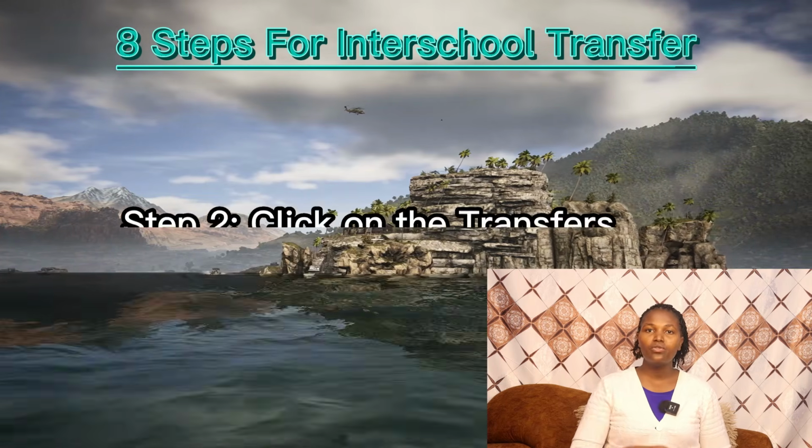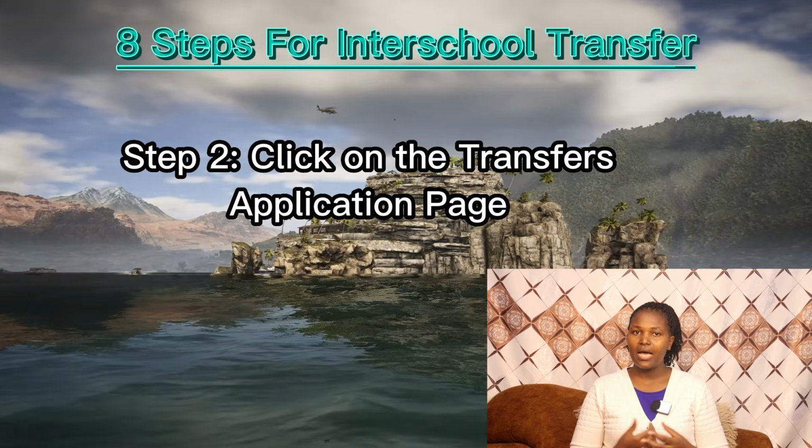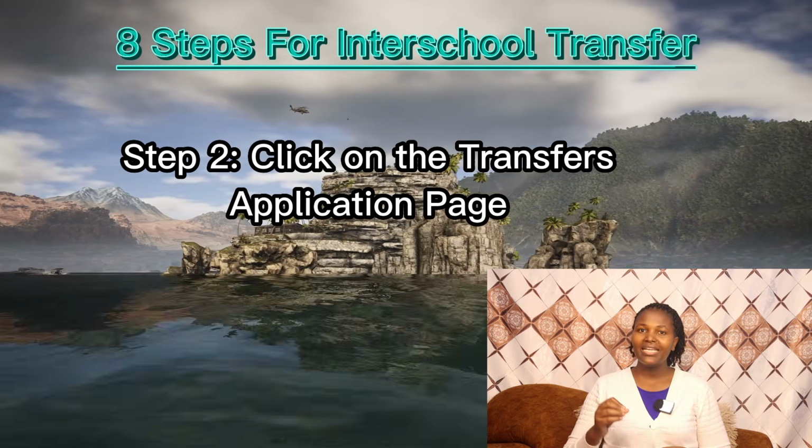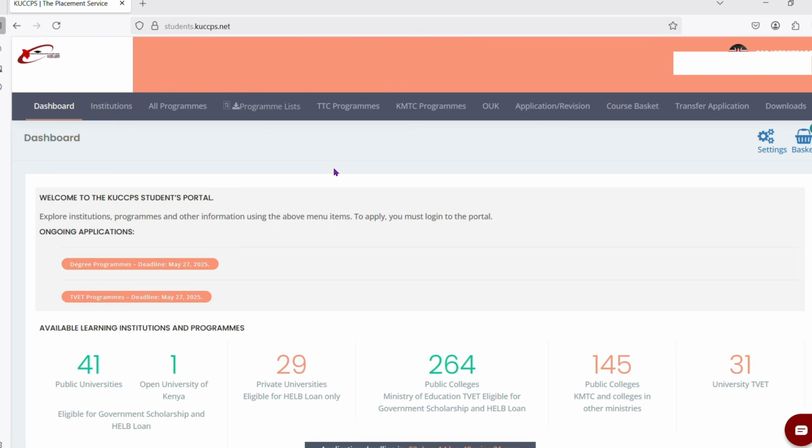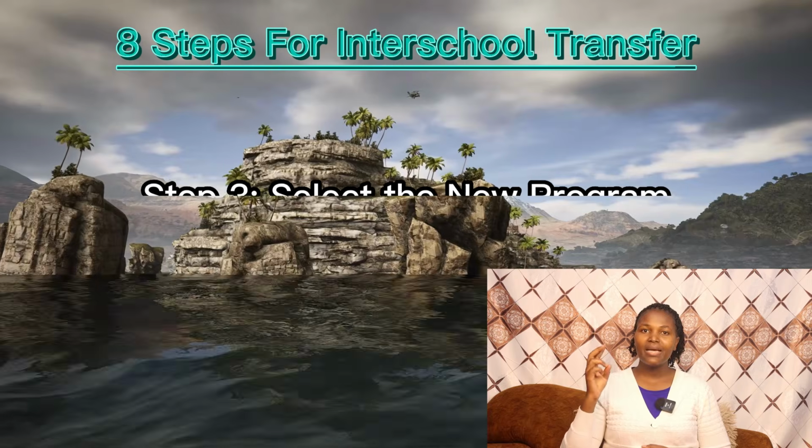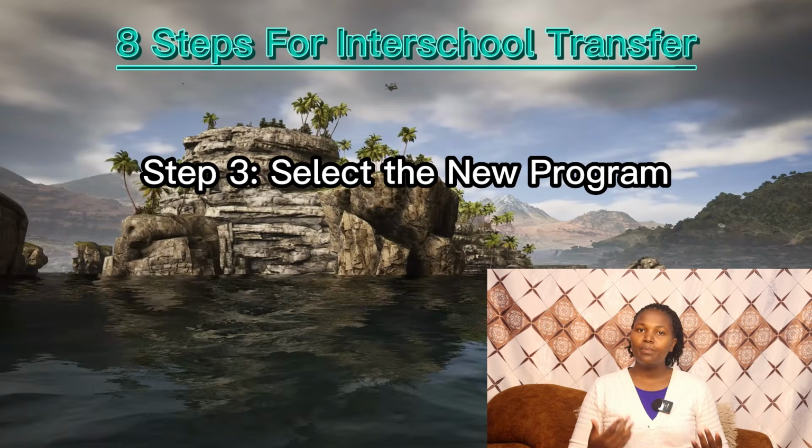Then step number 2, click on Transfers tab. Now on your dashboard, click the Transfer Application page tab to start the process. If this is my KUCCPS portal and I've been placed in an institution I do not like, I'll just click on this page here called Transfer Application. Now this will take me to a list of the things that I need to fill in before proceeding with the application.